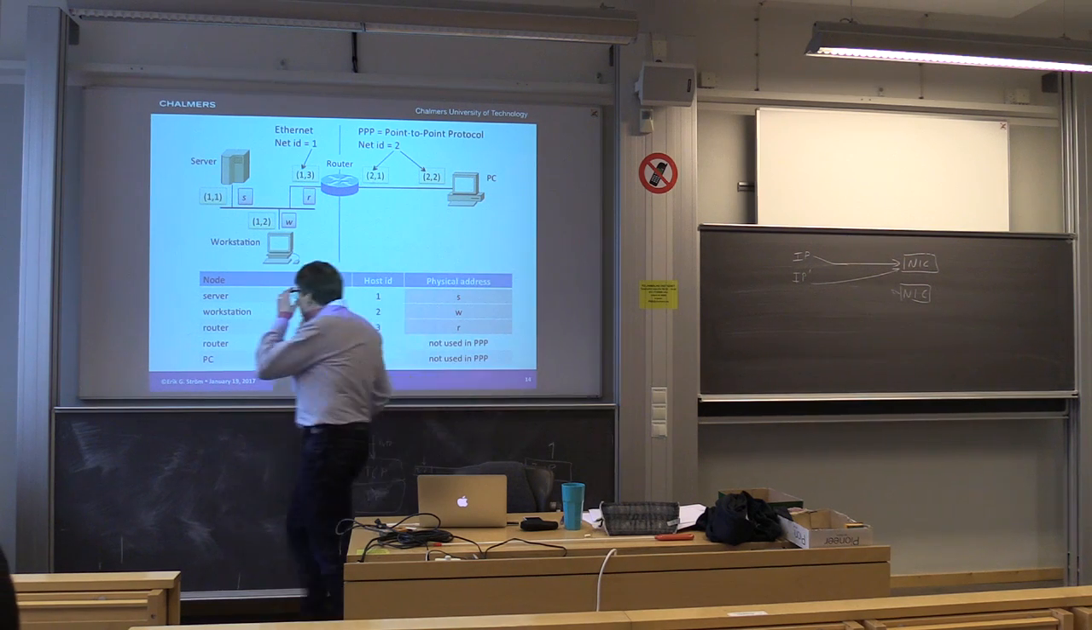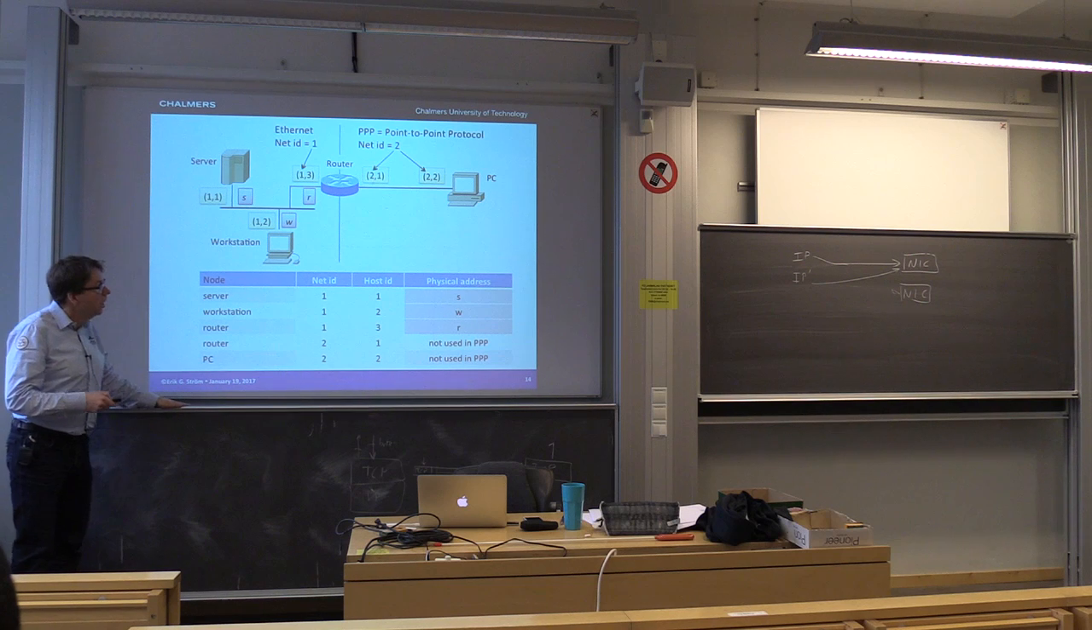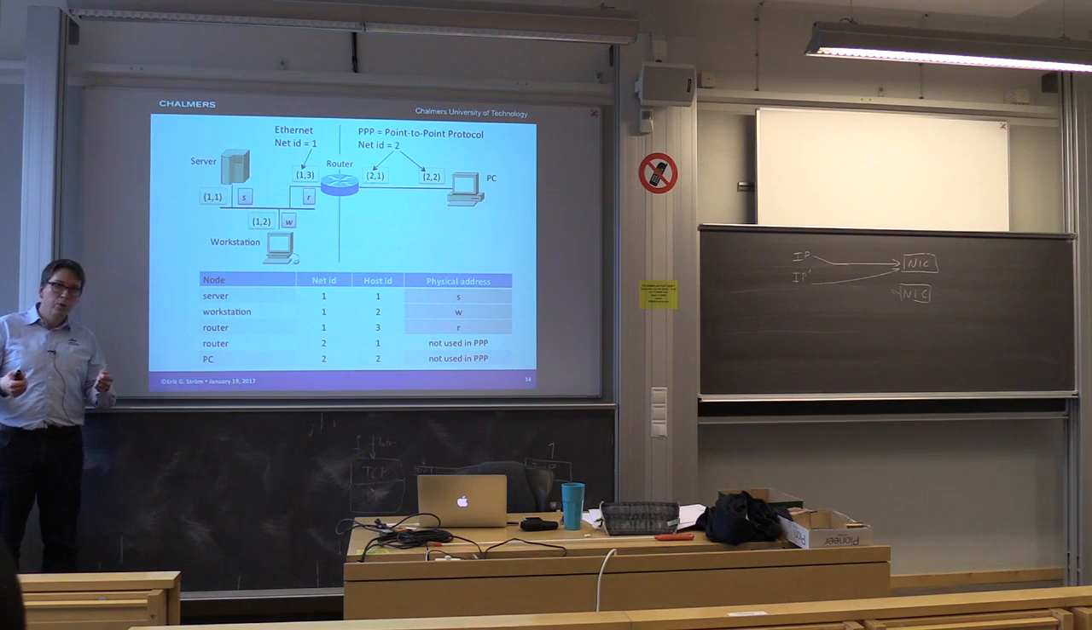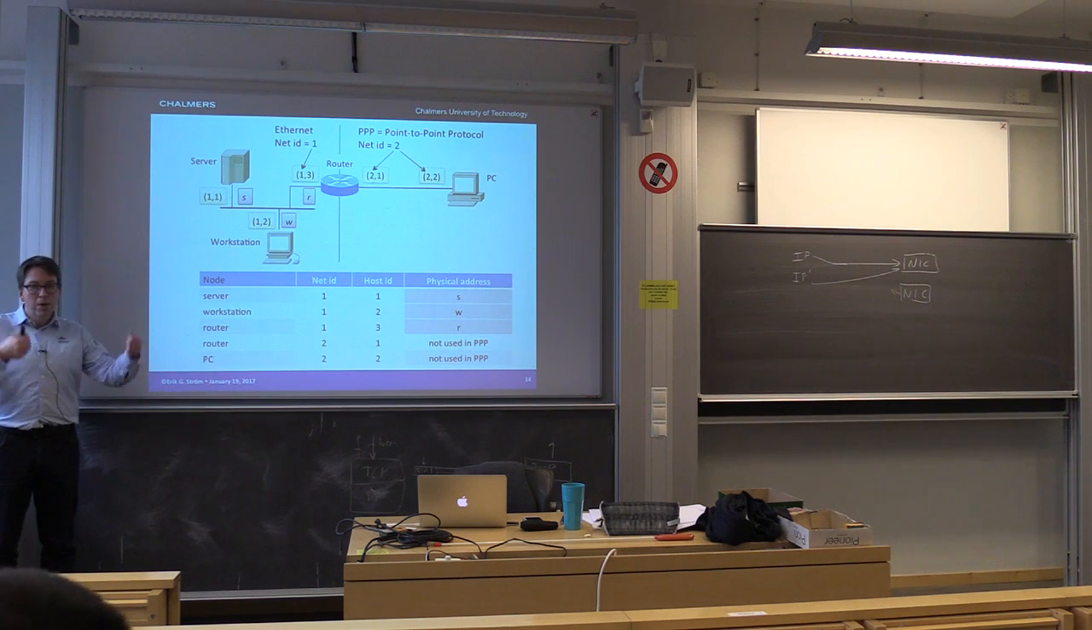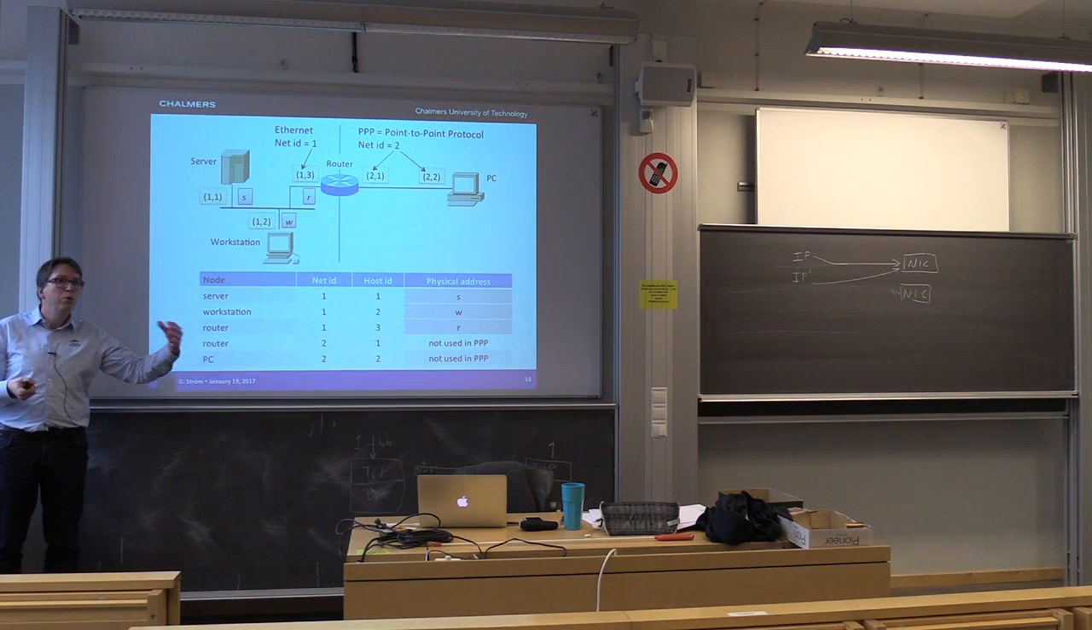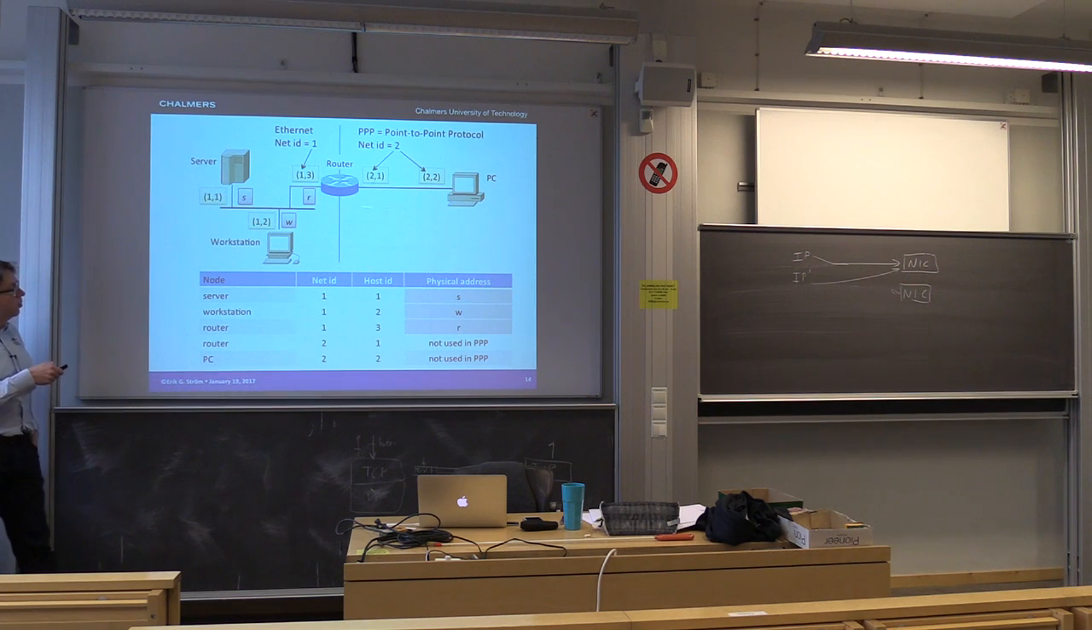Network number 2 is so simple that there are no physical addresses needed, because it uses the point-to-point protocol. The point-to-point protocol is essentially a network where we have 2 nodes and 1 connection between them. So there is no need for addressing, because if I want to transmit something, it goes to the other end. So it's a very, very simple protocol, and there are no physical addresses in that.